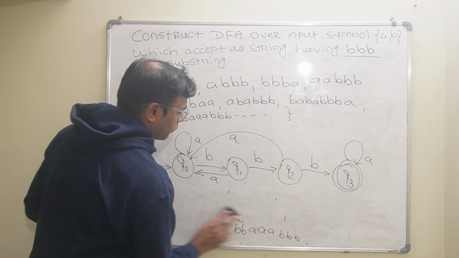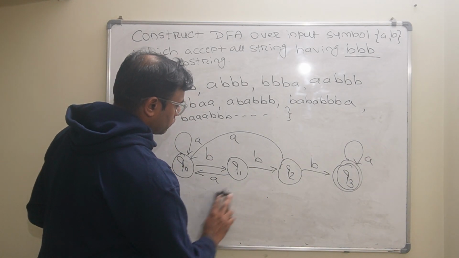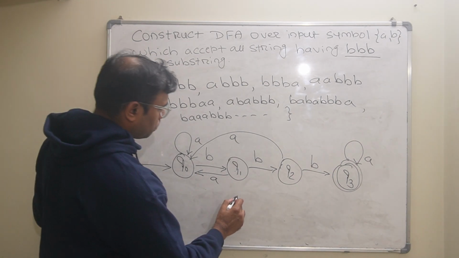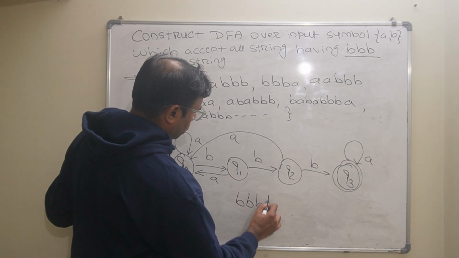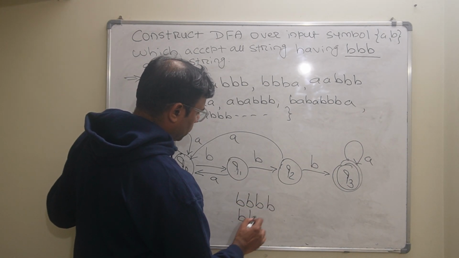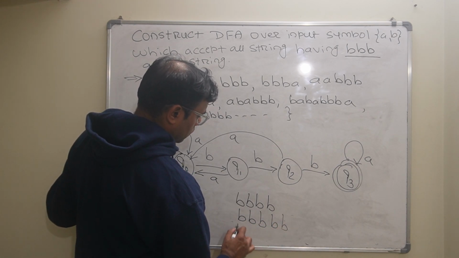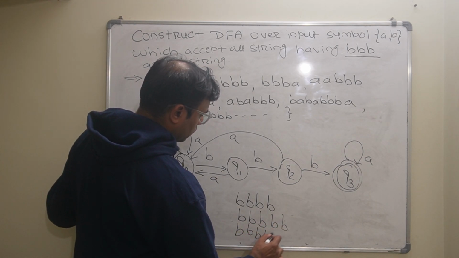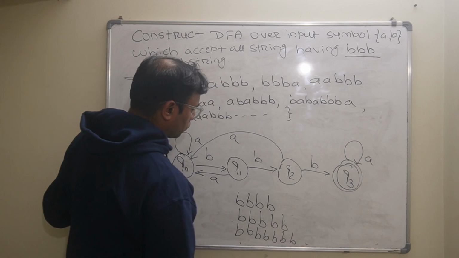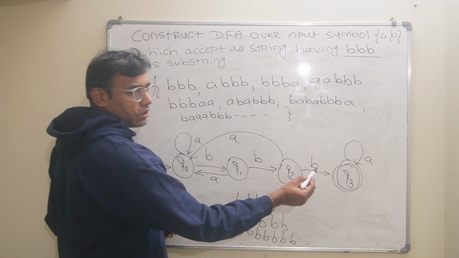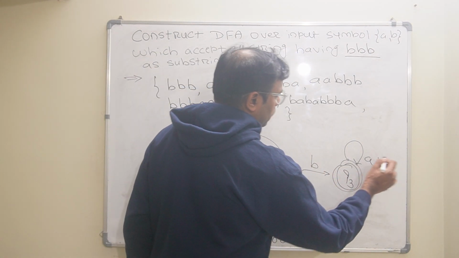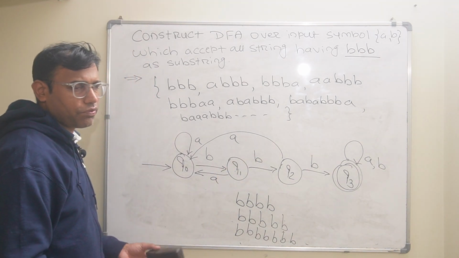Now the last possibility is the string can end with b. So bbbb, bbbbb, then bbbbbb, any number of b. So what to do in this case? So on Q3, we can write here b so that it can accept any number of b.